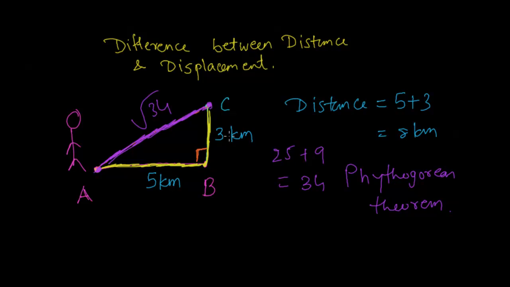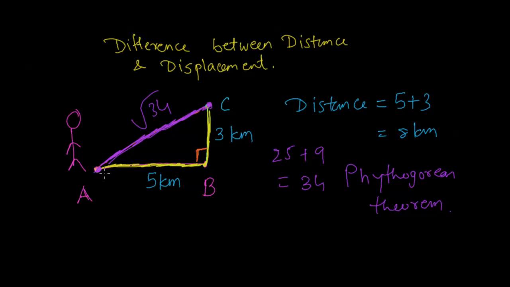So this is the difference between the distance and the displacement. Let me repeat this again. Distance is the actual length of path that you travel. So A to B and B to C, that is the distance. Displacement is simply the length or the distance between the initial position and the final position when we connect them directly by some straight line.